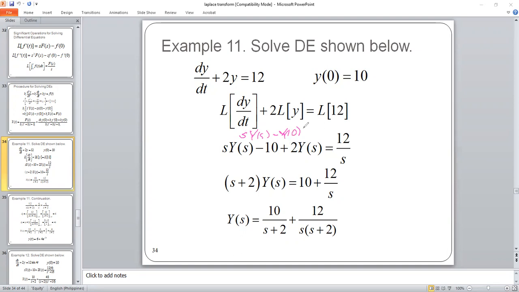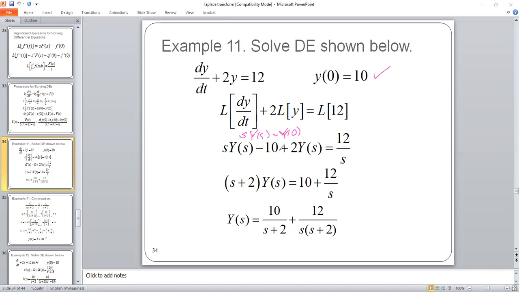What is y(0)? That's 10 here. We call this the initial condition that is provided together with your DE. So the reason why you see a minus 10 here is because your y(0) was already replaced by the value of it as provided in the DE. So it's minus 10, and you have here 2Y(s), and you have here 12 over s, because the Laplace of a constant is 12 over s.